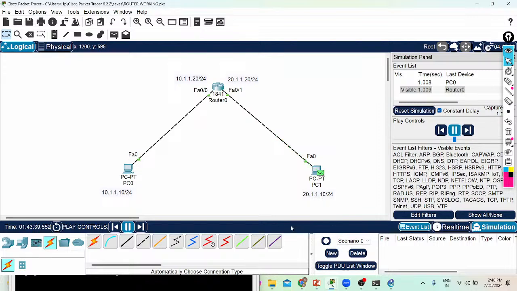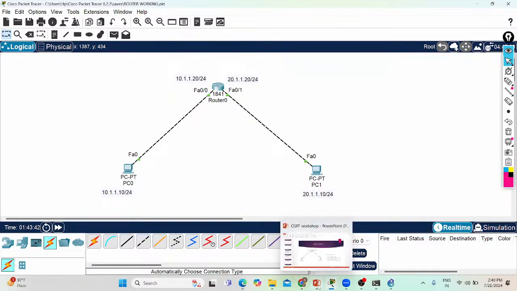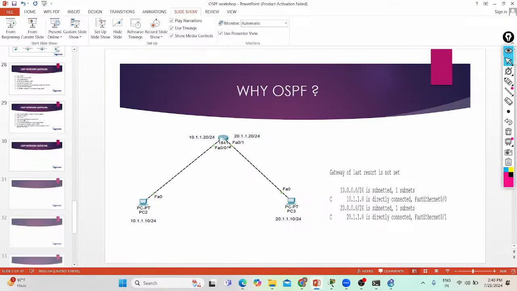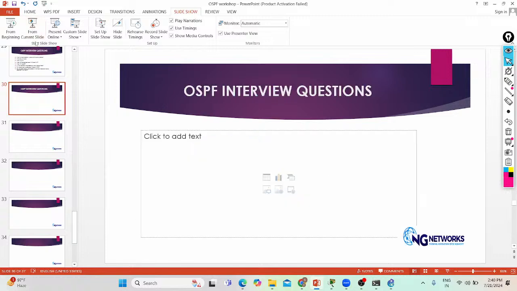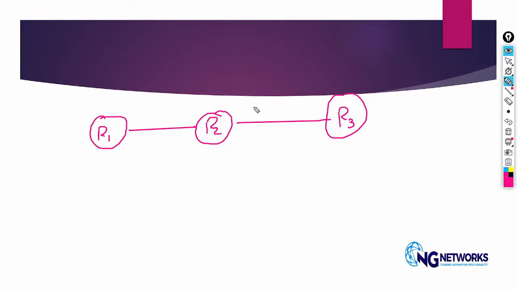Now, let us try to understand why we require routing then. The router is working like this, then why do we require routing? So let us try to understand that also. Let me take you back. Let us take an example first. If I have one router, then it's fine. But if I have R1, R2, R3, I have multiple routers now.